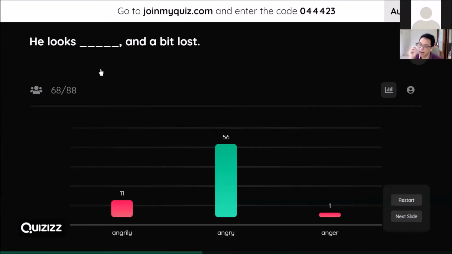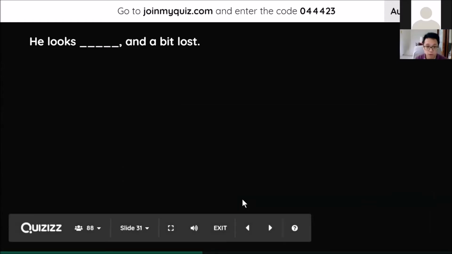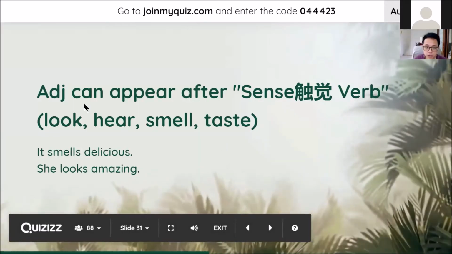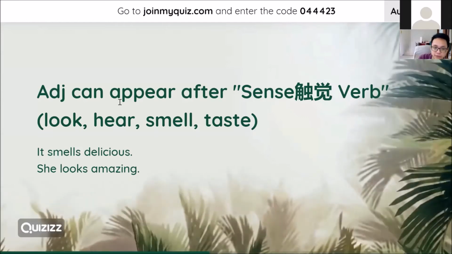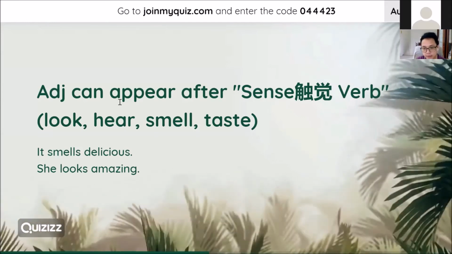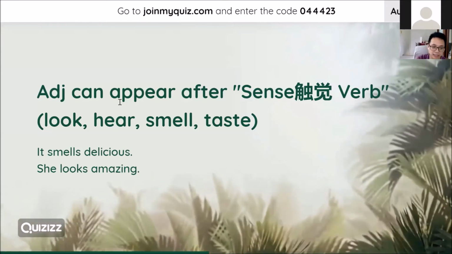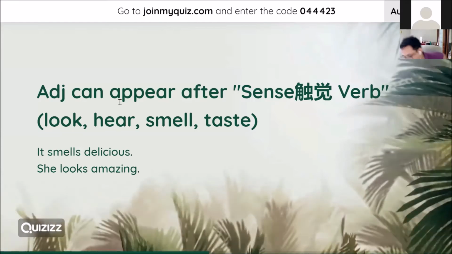You're not describing how he looks. You're describing how he is. He is angry. He looks angry. Okay, so you need to use the adjective here. So here, this looks is what we call a sense verb. 触觉的. So adjectives can also appear after sense verbs like look, hear, smell, taste. It smells delicious. She looks amazing.